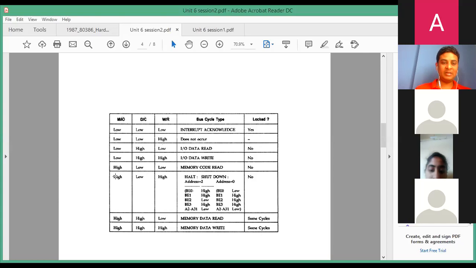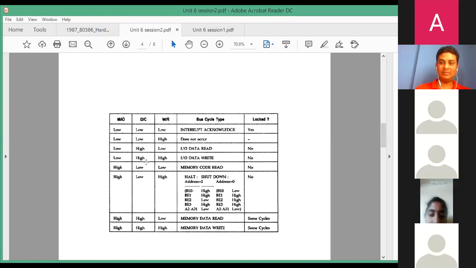So we'll move on to the next operation, that is memory read. For memory read, the first pin should be high, and the second and third pins should be low. So we'll perform the memory read operation. High, low and high for memory IO, data or control, read or write, respectively, is the halt or shutdown situation. It will be halt when the address is equal to 2, and it will be shutdown when the address is equal to 0. You can observe the contents of BE.